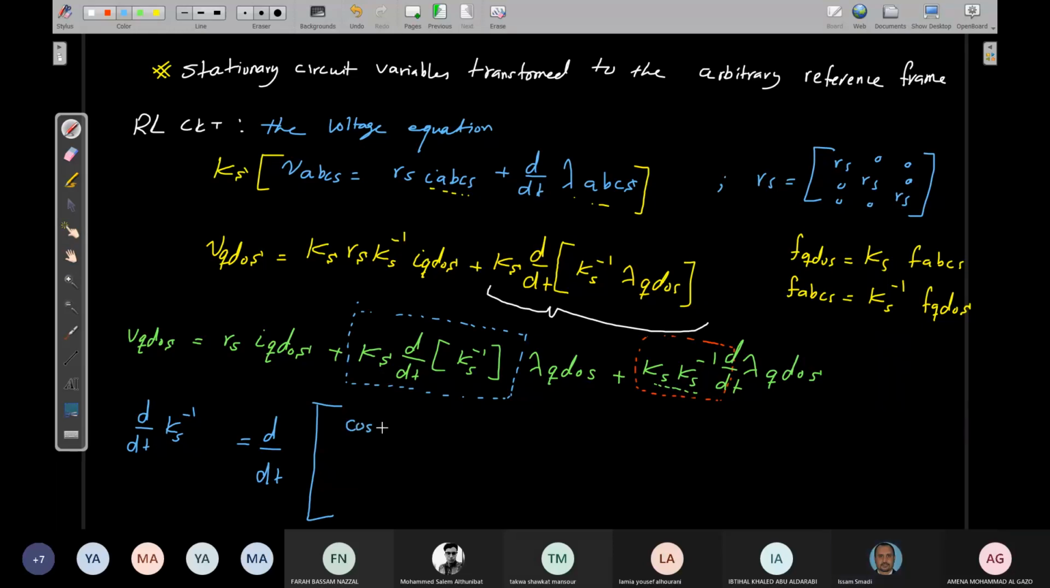Cosine theta, sine theta, 1; cosine theta minus 2 pi over 3, sine theta minus 2 pi over 3, 1; and here I'm having the cosine theta plus 2 pi over 3, the sine theta plus 2 pi over 3, and 1. Now, who can help me with differentiating this one?